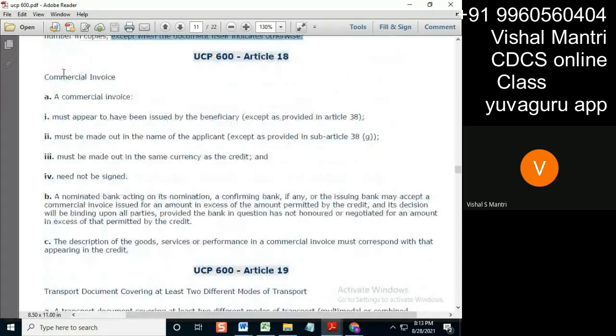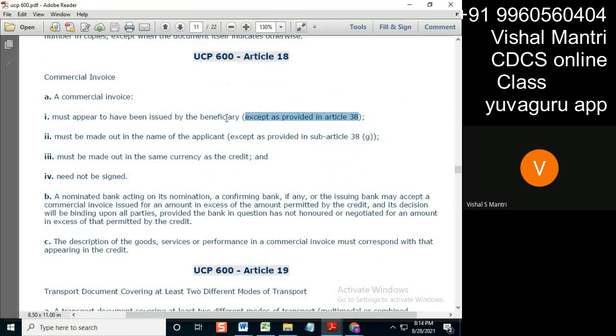18. Commercial invoice. The commercial invoice must appear to have been issued by the beneficiary. Simple. Must appear to have been issued by the beneficiary. Means the beneficiary should issue this invoice. Now, what can be the case where the beneficiary does not issue? Article 38. What is this Article 38? It's regarding the transfer LC.